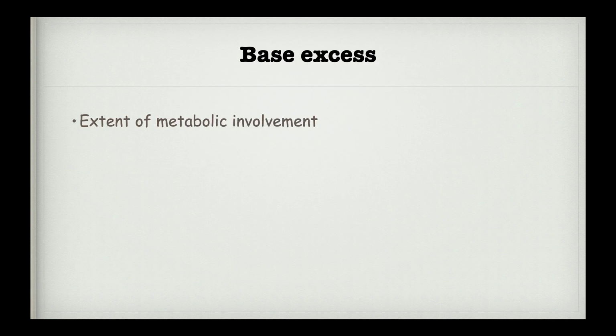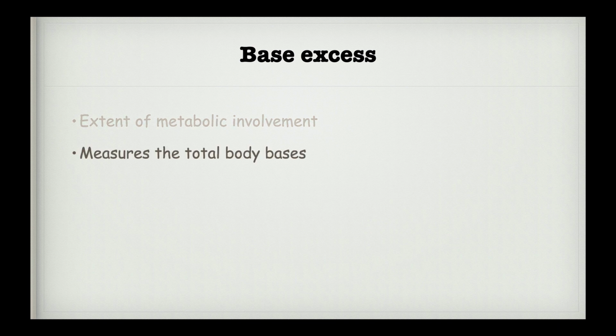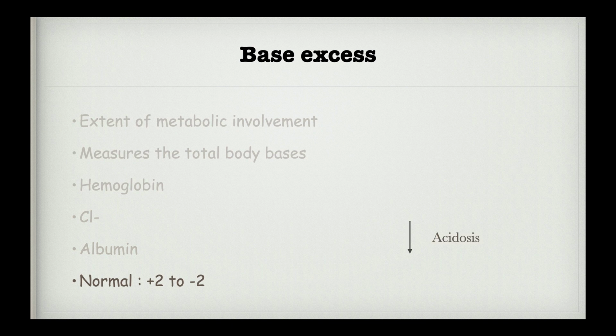Now, the base excess is the extent of metabolic involvement in the disturbances, and it measures the total bases in the body. Usually we may find this from the hemoglobin concentration as well as the chloride and the albumin. The normal base excess is +2 to -2, and so anytime we have a negative base excess, the problem is acidosis, and anytime we have a positive base excess, the problem is alkalosis.